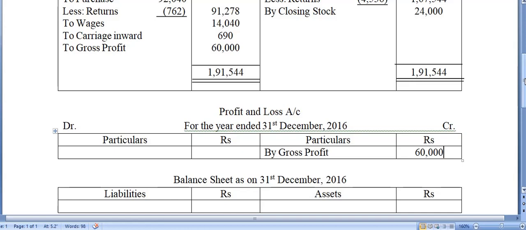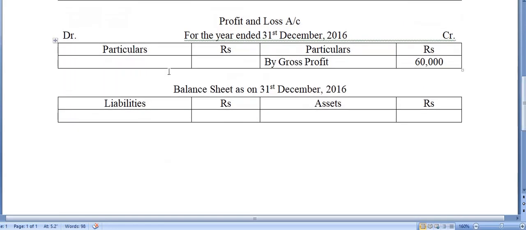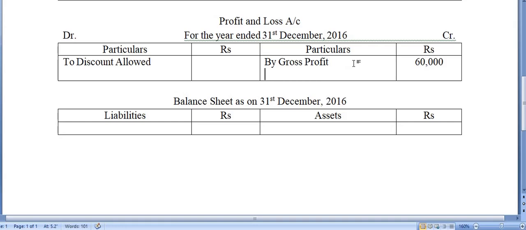Discount allowed and received. Now discount allowed and received are written together, but the balances are given separately. Now we are in the PL account. So let me just go to the PL account. Profit and loss account, in simple language, is called PL account, or PNL account. So we can write out here, to discount allowed, and here it will be by discount received.